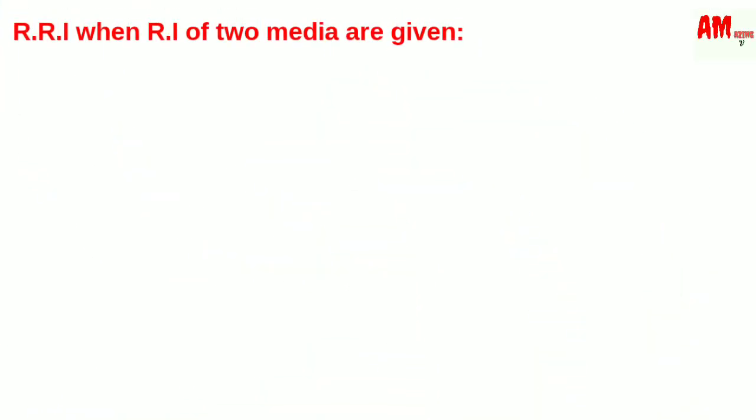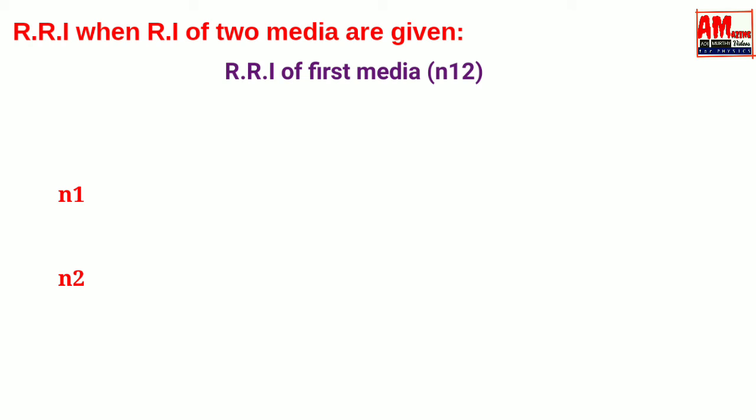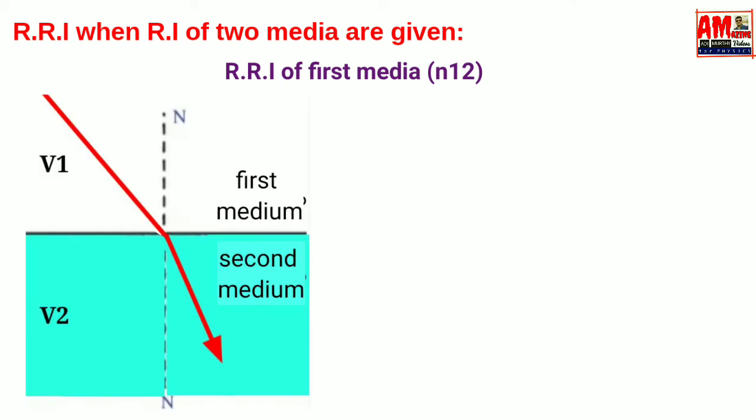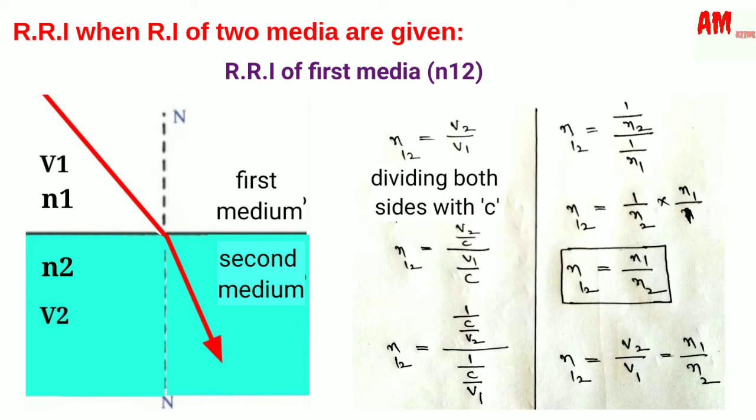Relative refractive index when refractive indices of two media are given. So far we have discussed relative refractive index of a medium when two medium speeds are given. Let us derive an equation for relative refractive index when the refractive indices of two media are given. See, N12 is equal to V2 by V1. Dividing both sides by C, N12 is equal to V2 by C divided by V1 by C.